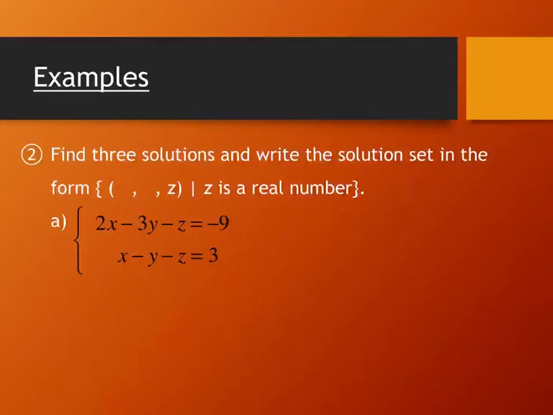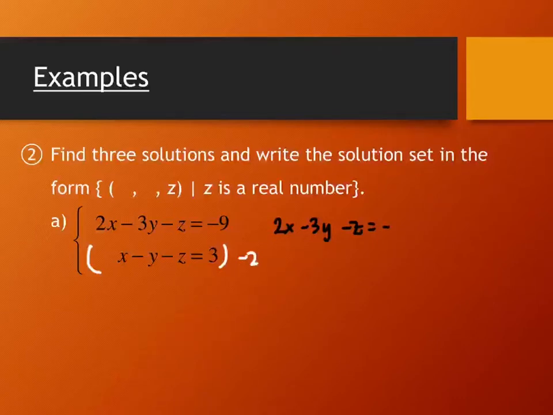As we're trying to do these 2 equations, we want to not eliminate z, because there's a z right there. So we can choose to eliminate x or to eliminate y. I'm going to choose to eliminate the x on this one by multiplying the second equation by -2.